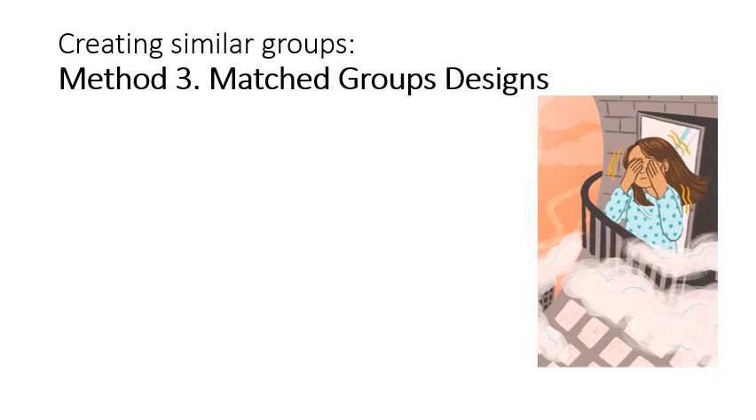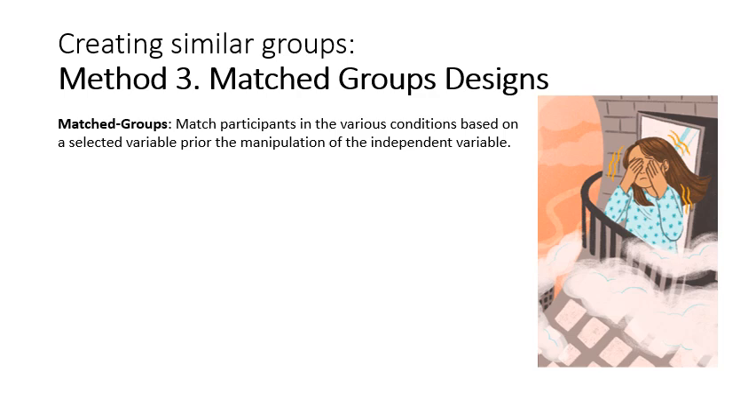Sometimes, though, you might be concerned about pre-existing differences within the group, and you might have a greater concern than normal. In that case, you might use method 3, matched group designs. So matched group just means that we match participants in the various conditions based on a selected variable before manipulation of the independent variable. So what does that mean?